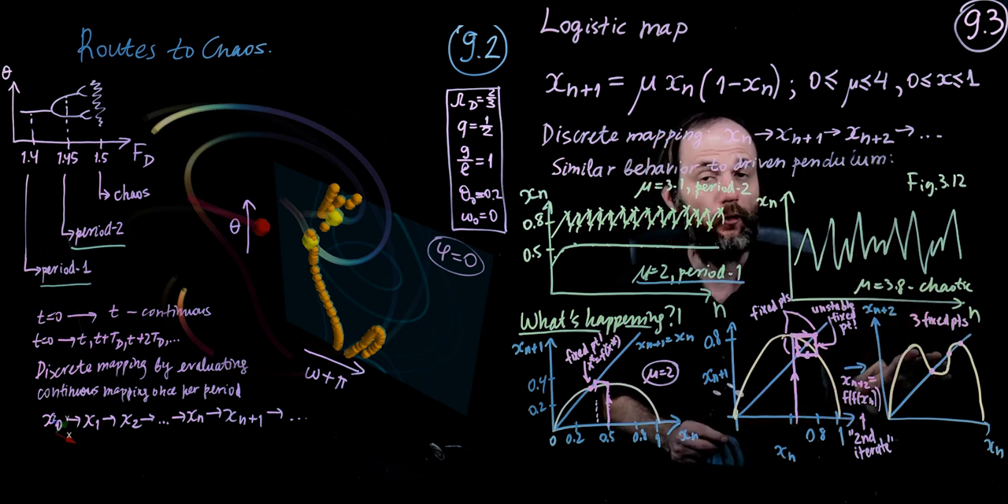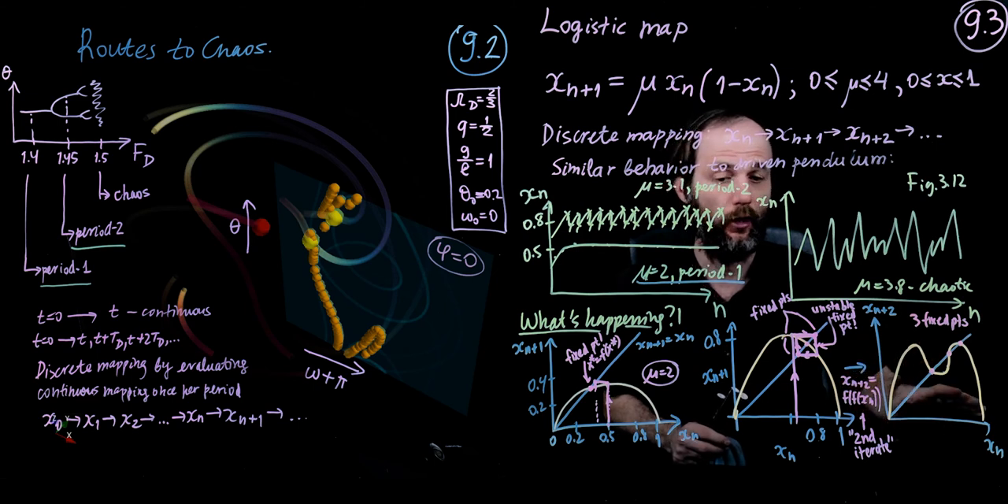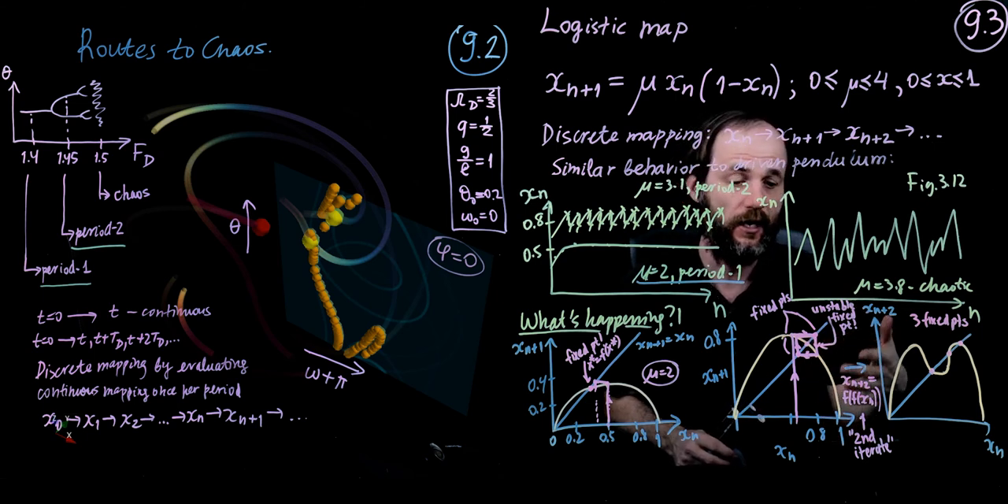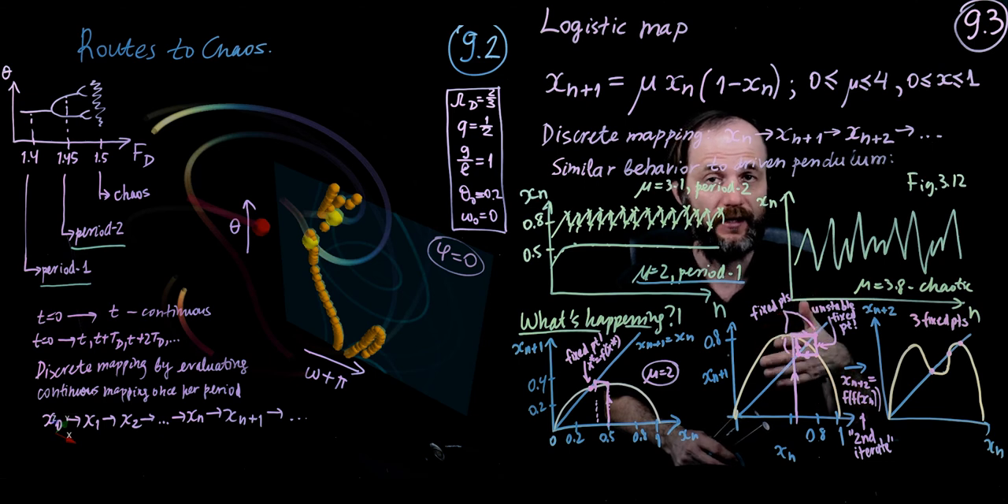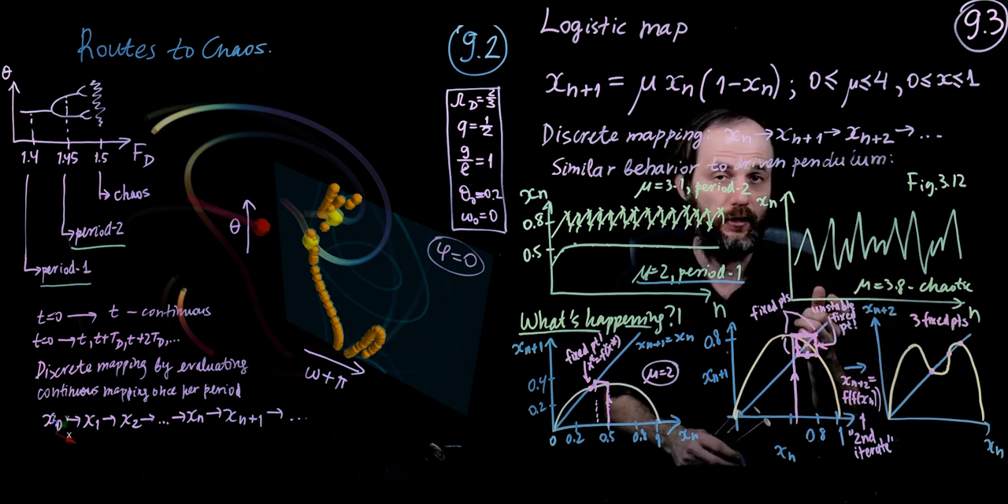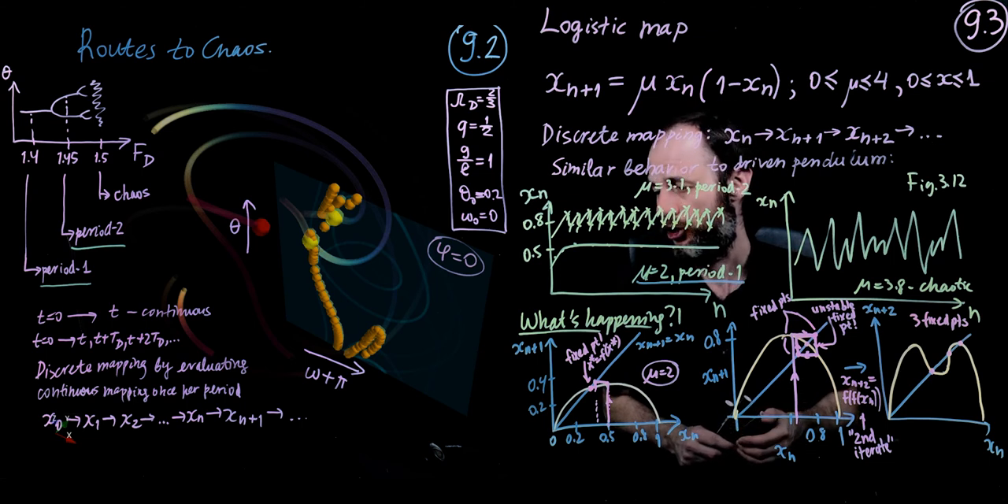So you can perform the same exact analysis for period n behavior, where we would get an nth iterate, f of f of f n times of xn, to give you xn plus the number of the iterate. And that will allow you to explore what the fixed points are for that higher order iterate of the function.